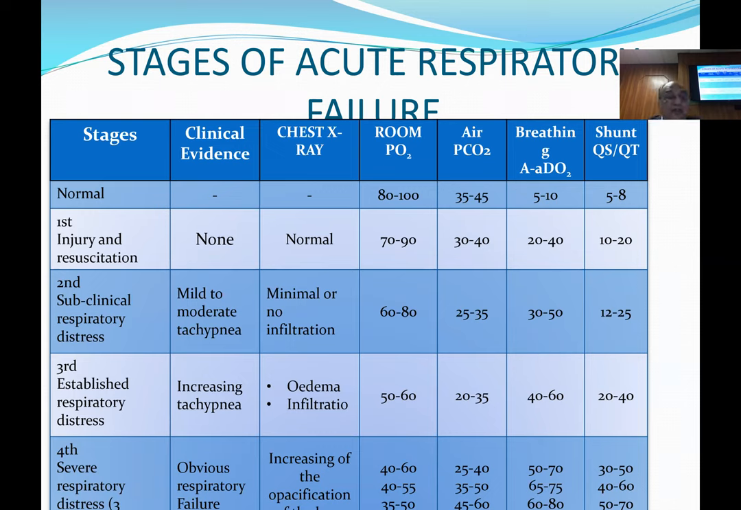Then second, subclinical respiratory distress. There is a mild to moderate tachypnea. Now the tachypnea starts, the respiratory rate starts increasing. Minimal or no infiltration at that time when you look at the X-ray. Now the room air PO2 starts going down again, it goes to 60 to 80, and PCO2 25 to 35, and A gradient 30 to 50, and then shunt is 12 to 25.